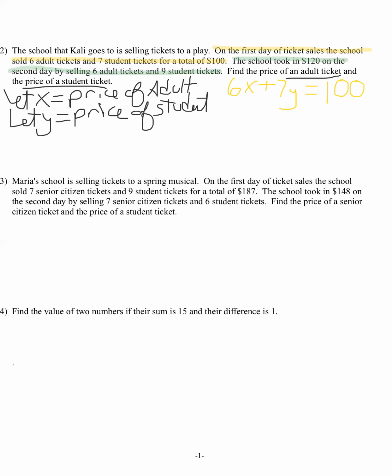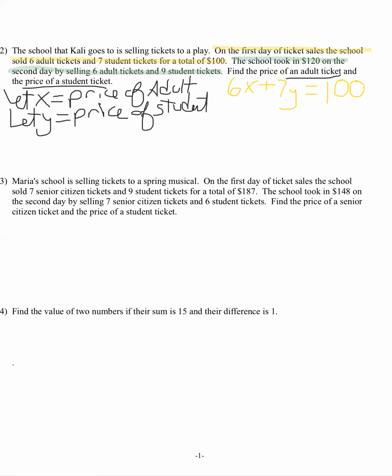Okay, I hope that makes sense. And now I'm going to do the exact same thing for the green equation, or the green sentence. So I read, the school took in $120. So now I know all together, from the adults and from the kids together, I got $120.